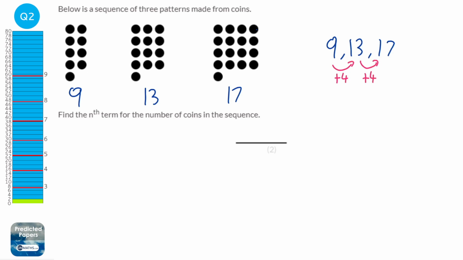And that means our sequence will involve 4n. And then what we do is we go backwards 1 to find the 0th term. So we're going to take away 4. So 9 take away 4 is 5. So the 0th term is 5. And the 0th term just tells us what to add on to the 4n. So 4n plus 5 will be our answer.